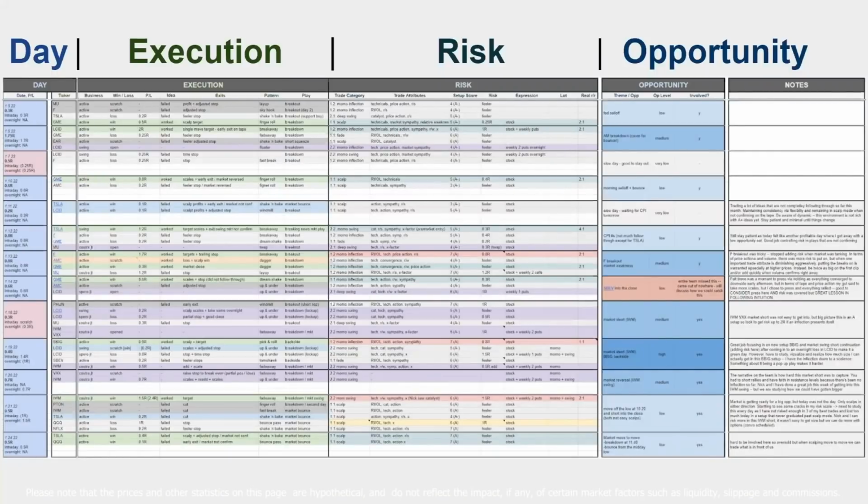So we have the execution side of it, where I'm asking myself, did I execute well? Did I make money on my ideas that worked? Or did I lose money on an idea that worked? And then the risk section, did I risk enough, especially in my best setups? And then the opportunity section, was I in the best opportunity for me? What I'm going to do is go through each of these sections and provide a few examples so that you can see what I'm doing.